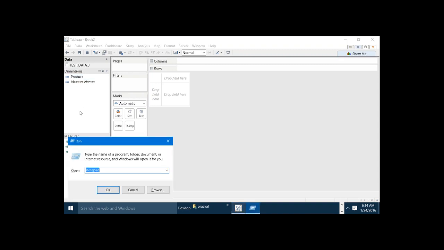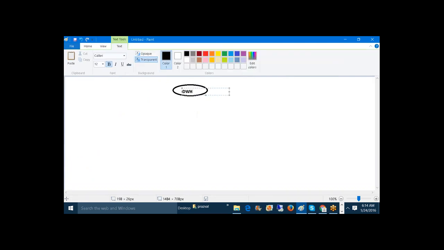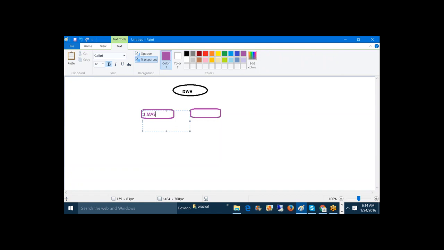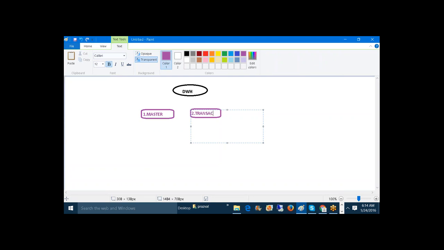If you want to know what exactly dimensions and measures mean, first we should know how information gets stored in the data warehouse. In any data warehouse, whether an enterprise warehouse or a relational warehouse, of any flavor like Oracle or SQL, the information will be stored in the form of two tables. Number one, the master table, and number two, the transaction table.